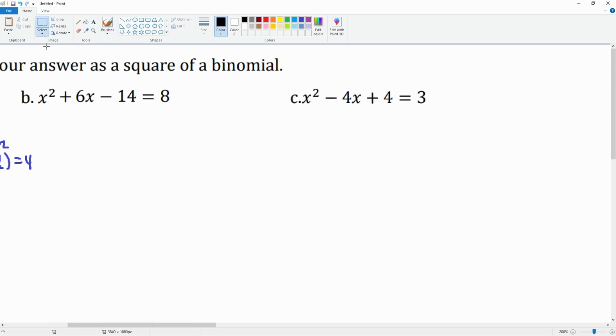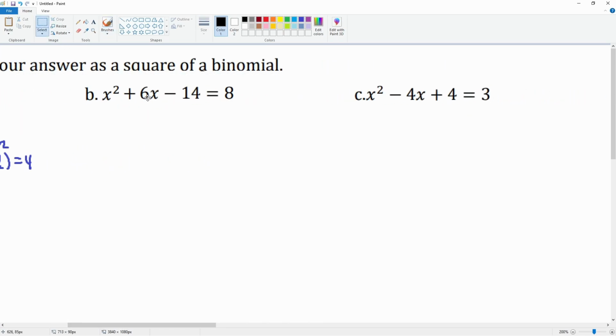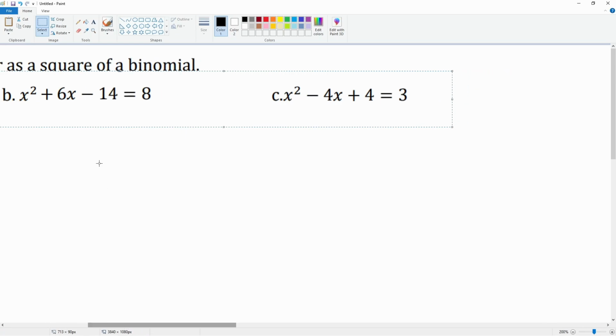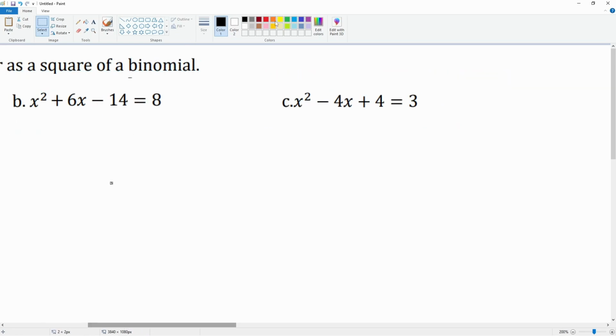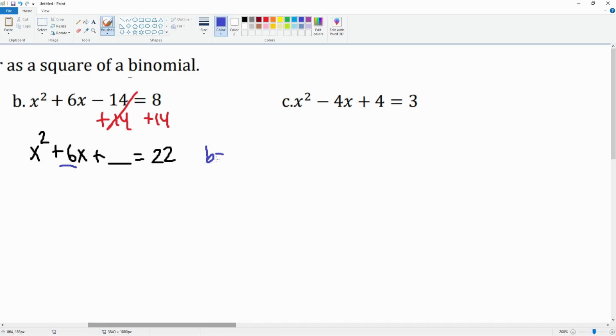Let's now do b. For b, same process. Right now, it's considered to be complete. Now we have to make it incomplete, so we have to get rid of this constant. So I'm going to add 14 to both sides. This cancels, leaving you with x squared plus 6x plus blank is equal to 22. That b value here is 6. b is equal to 6.